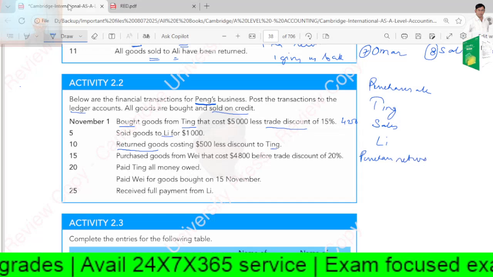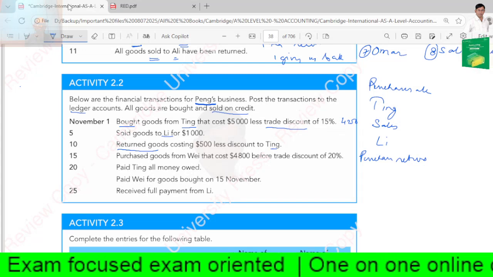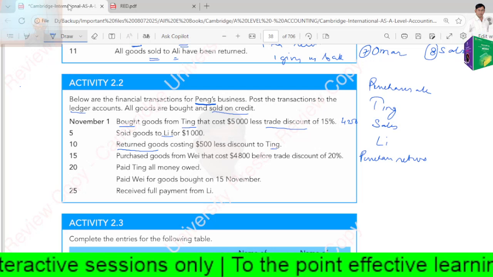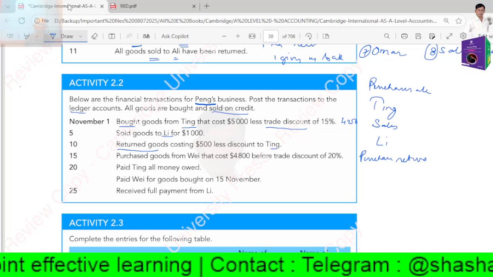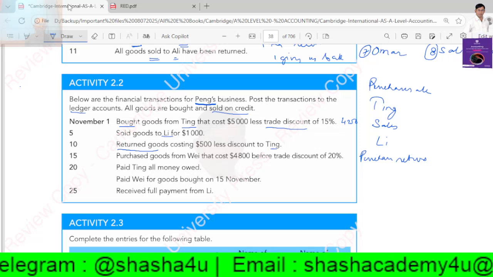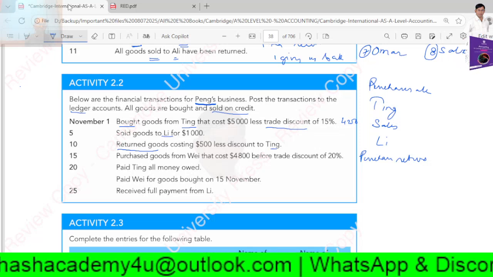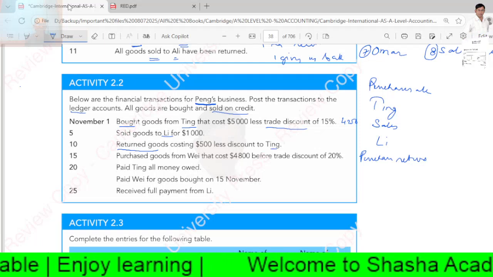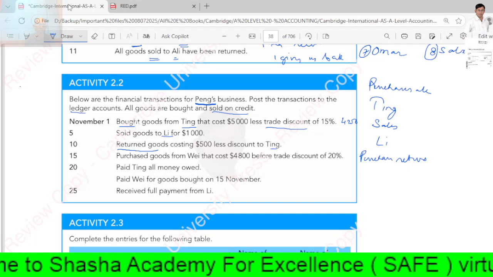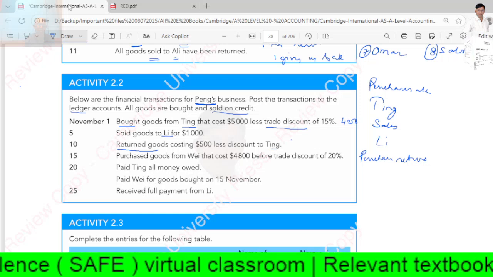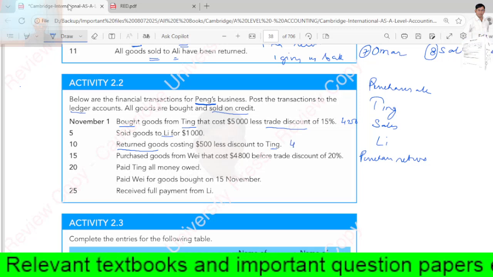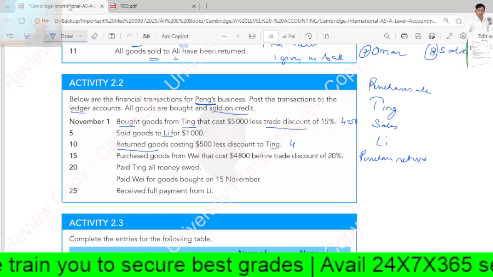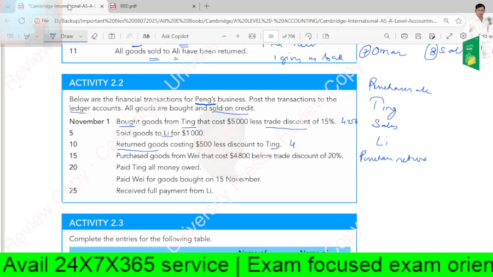So purchase returns should be less 15% trade discount. 15% of 500 is 75, so 500 minus 75 is 425.